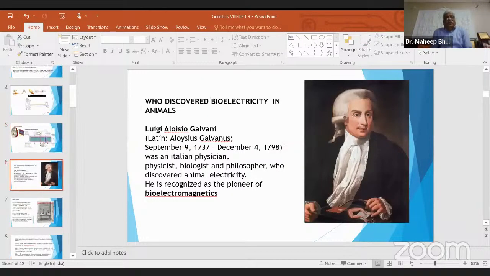This bioelectricity was first discovered by a person called Luigi Alessio Galvani. This man was an Italian physician, and he was also a physicist, a biologist, a philosopher, and he actually first recognized the presence of this kind of bioelectricity in animals. And he coined a term called bioelectromagnetics.